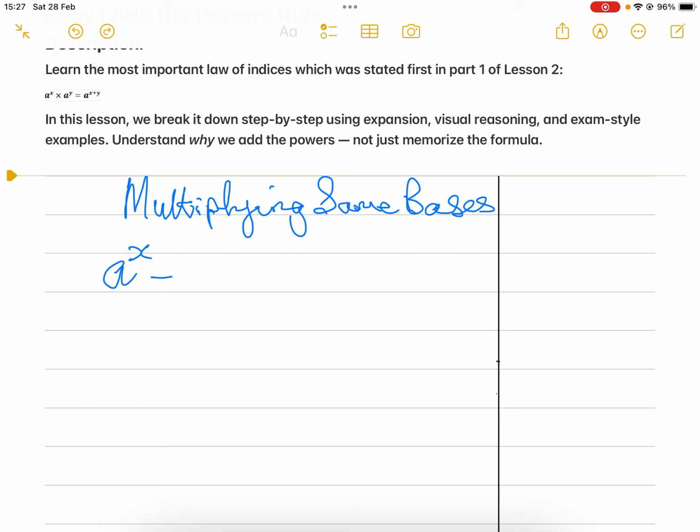In the last class, we learned that a raised to power x multiplied by a raised to power y is equal to a raised to power x plus y. When multiplying powers with the same base, we add the indices.